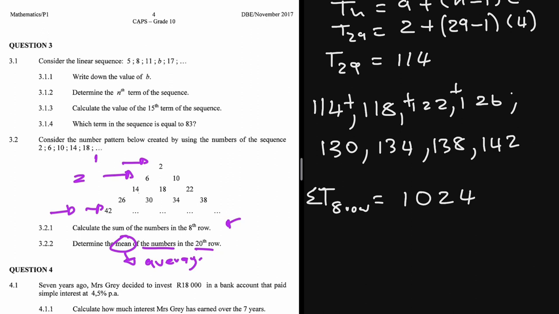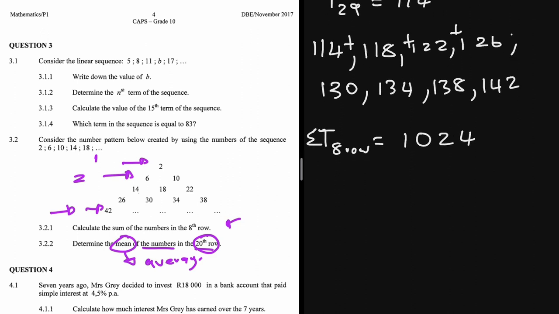We determine the first number of the 20th row. Then after we have the first term of the 20th row, we can determine all the 20 terms. And then we add all of them together. The average means we just divide by the number of terms. So let us try to do that.